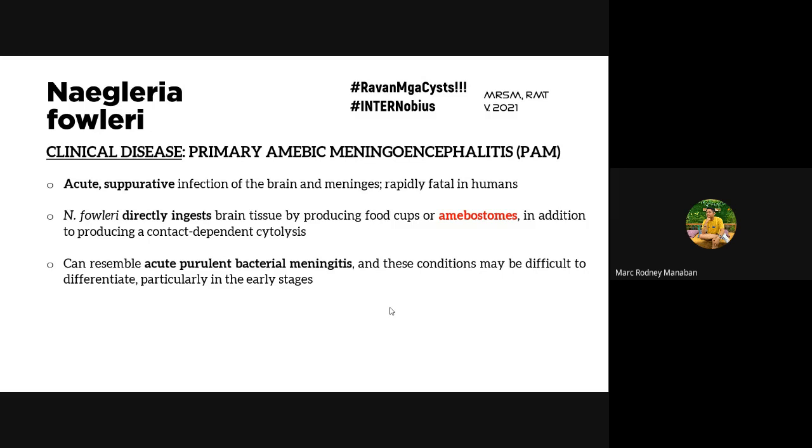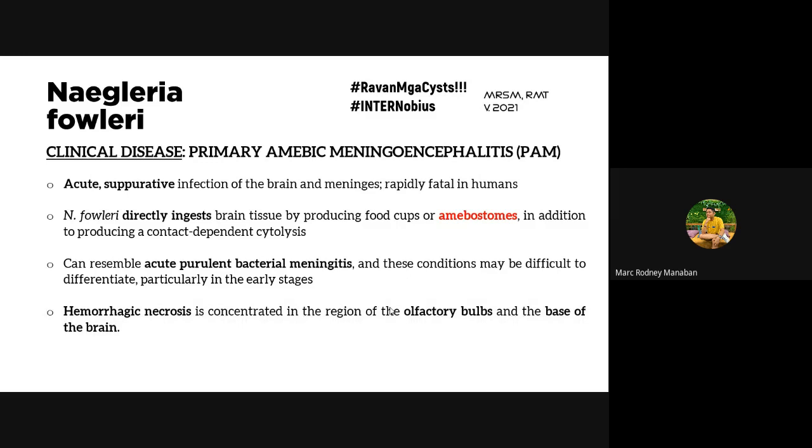So hemorrhagic necrosis is usually seen after autopsy, with bleeding in the olfactory bulbs. Of course, this is where the amoeba started when it entered the nose, and then it ate these cells and made its way to the brain. And at the base of the brain are the hemorrhagic necrosis, or bleeding, and dead cells.